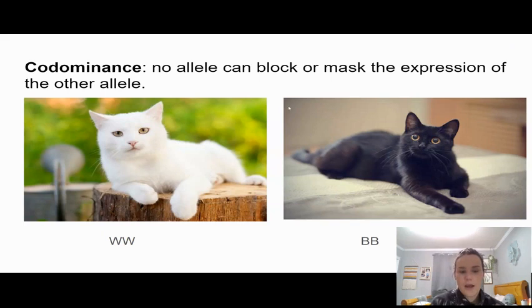Just looking at our genotypes, for the white cat, it's just going to be WW, and we usually use a letter that associates to the trait that we're looking at. So white, W, that's why we're using W for this cat. For the black one, it's just going to be BB, for the same reason: black starts with B.